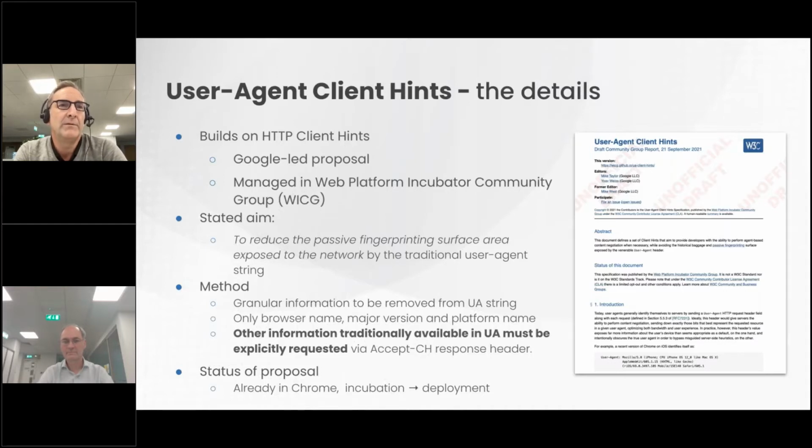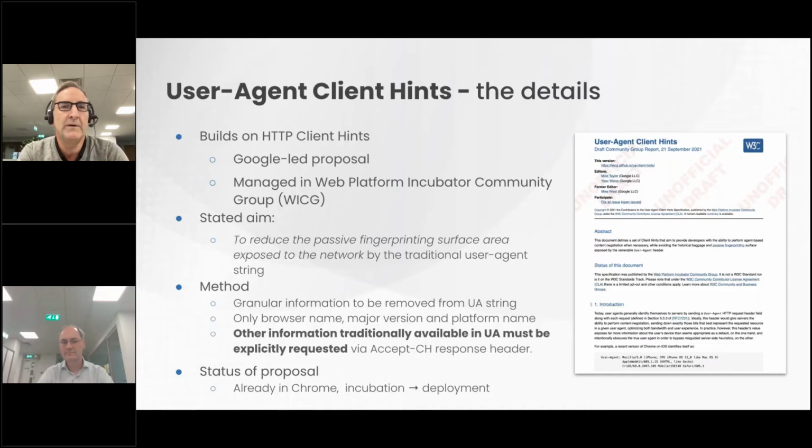So how does the proposal achieve this aim? The method by which it does this is by removing some of the more granular information from the user agent string. So specifically, only the browser name, the major version, and the platform name remain in the user agent string with this proposal. All other information must be explicitly requested via a header that the web server must send to the client. So that's the crux of this proposal. It demands that the web server asks nicely for the information that was there previously.